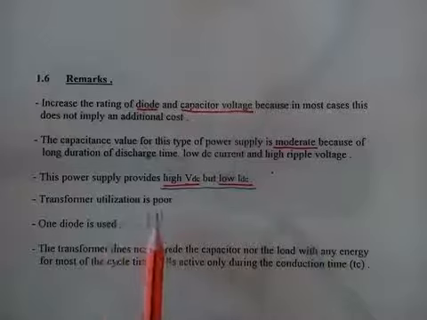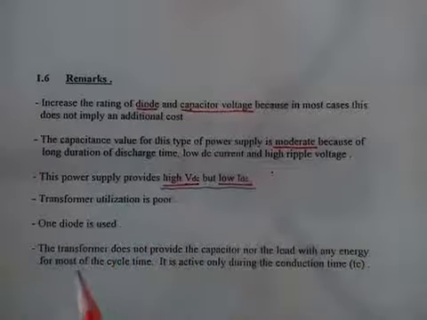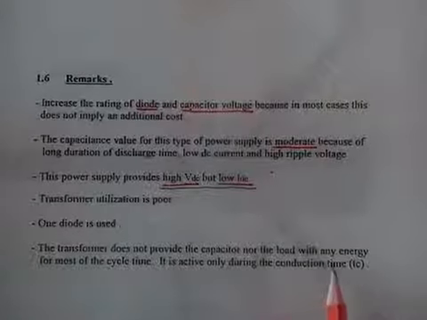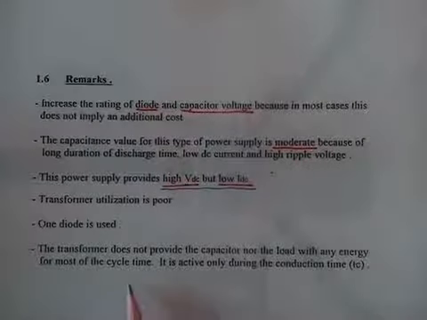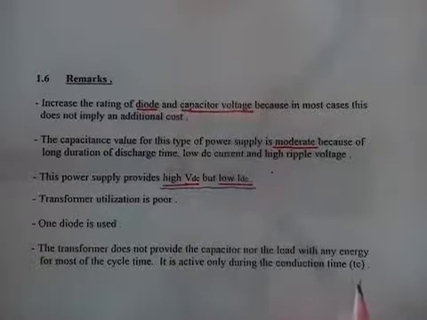Transformer utilization is poor. One diode is used. The transformer does not provide the capacitor nor the load with energy for most of the cycle time. It is active only during the conduction time.